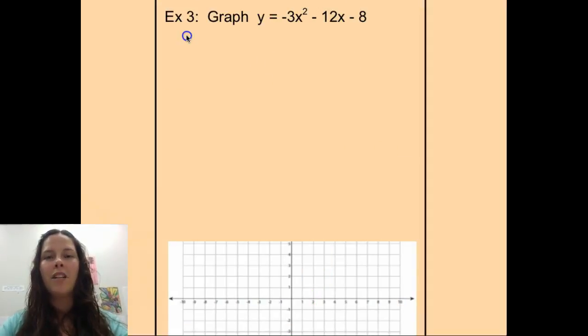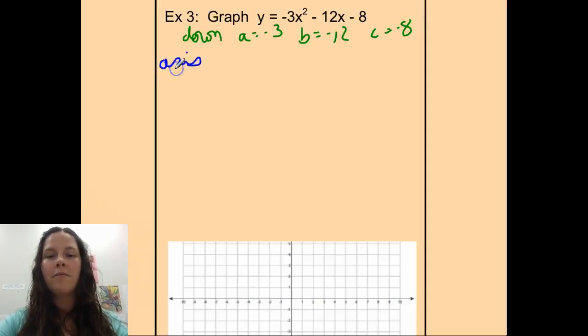Final example, first of all, does our graph open up or down? Our lead coefficient is negative, so our graph will open down. A is the coefficient of x squared, B is the coefficient of x, and C is our constant. Finding our axis of symmetry, we have x equals the opposite of b, so that 12 becomes positive, divided by 2 times a. 12 divided by negative 6 gives us a negative 2 for our axis of symmetry.